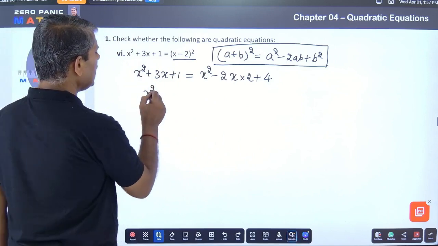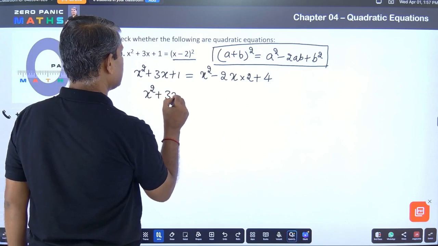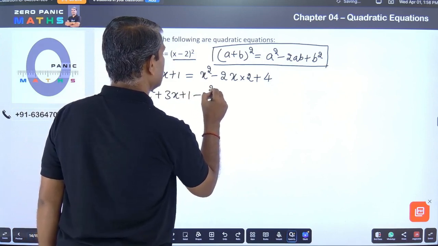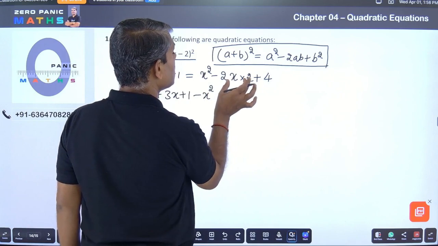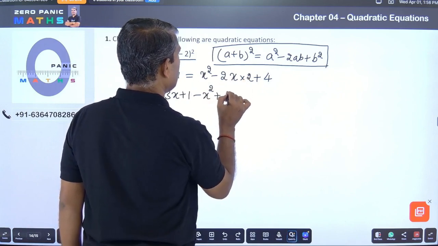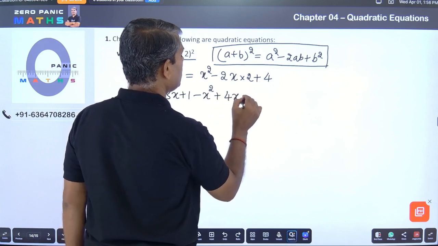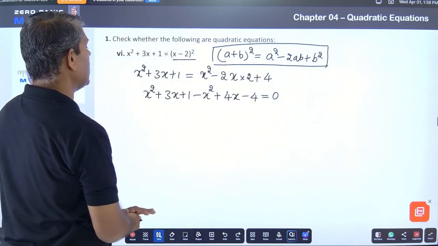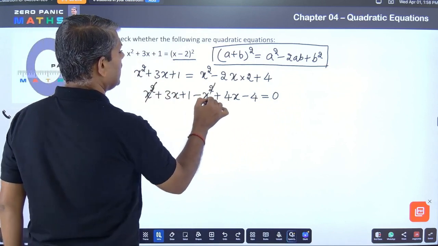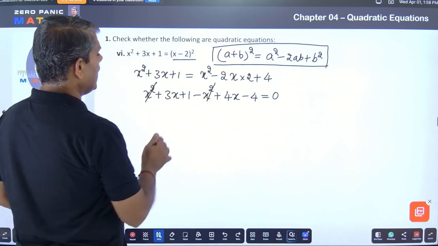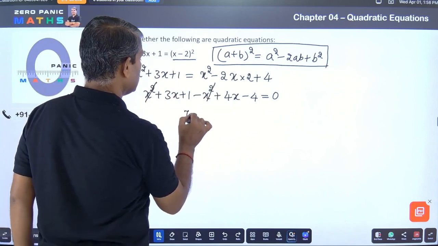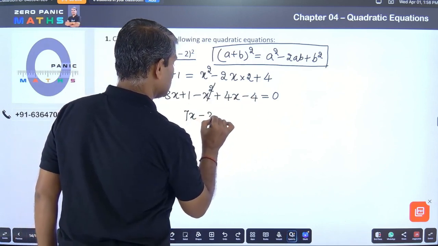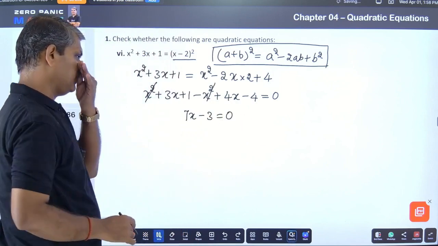Okay, x square plus 3x plus 1, bringing x square to the left side will make it minus x square, and this is minus 4x, bringing to the left side will make it plus 4x, and minus 4 is equal to 0. There is nothing remaining at the right hand side after that. Now if you see, the x square terms are getting cancelled, and 3x plus 4x is 7x, and 1 minus 4 is minus 3, equal to 0.